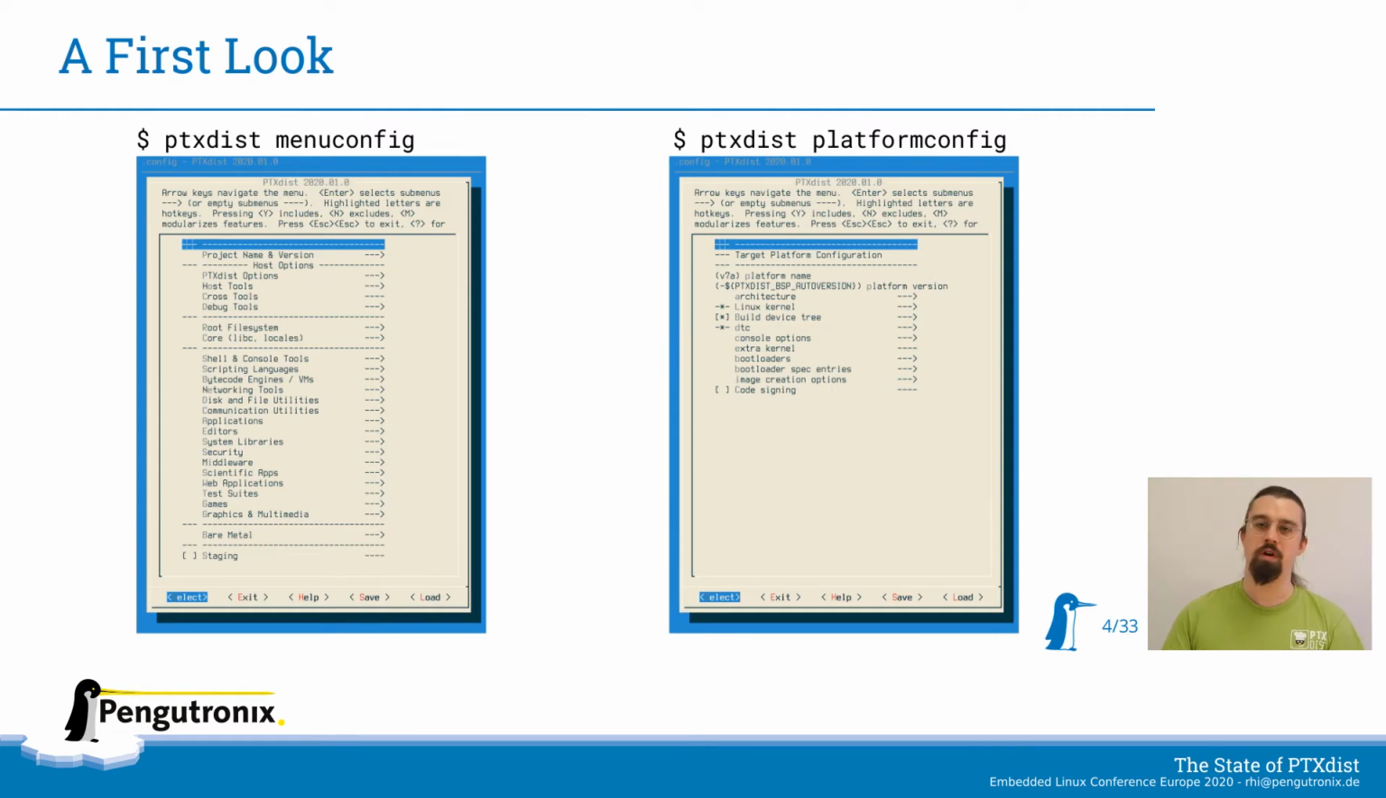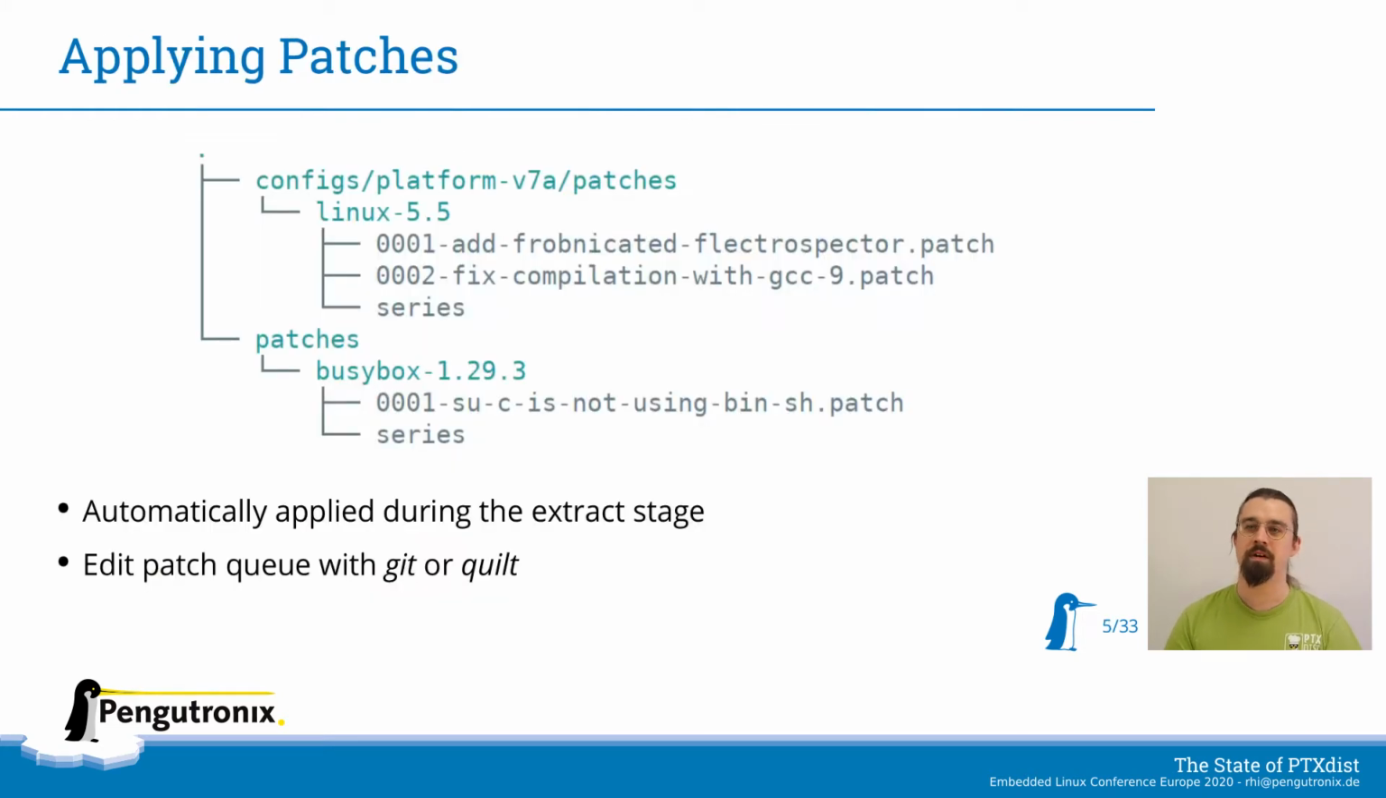Right. If you're working with embedded Linux, you often have to apply patches to your packages. For example, in this case, we're applying 2 patches to Linux and 1 patch for BusyBox. And as you already see, we can just drop them into these folders in your BSP, and they get picked up automatically by PTXdist during the extract stage. So in this case, the Linux patch series is in the configs platform v7a folder because it is platform specific, and the BusyBox patch series is just in the patches folder, so it gets applied for every platform that you want to build, which we'll see later.